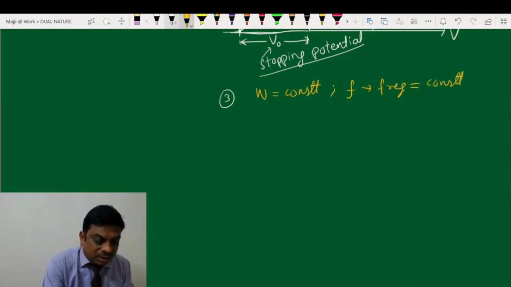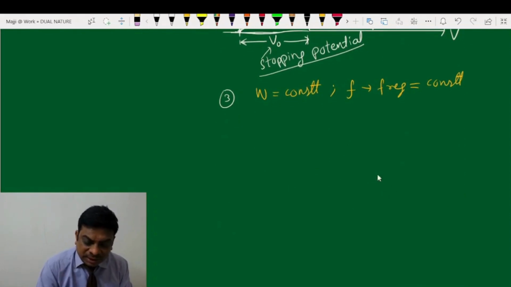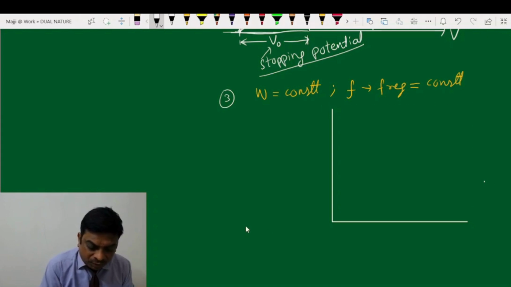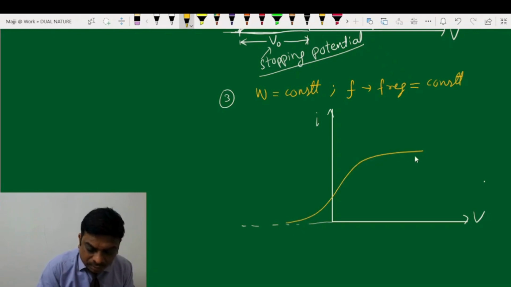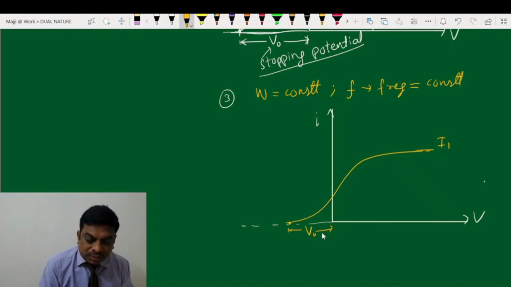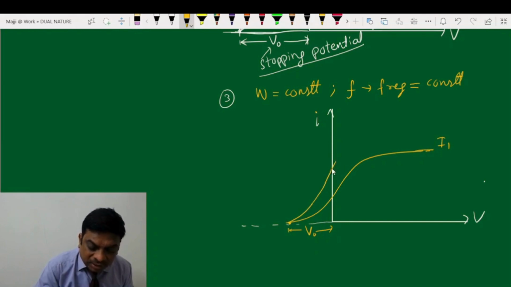Okay, students. So let us say for a certain frequency, the graph is something like this. Let us say I1 is the intensity. So as you can see, this is the stopping potential. Then when you increase the intensity, what will happen? More electrons will be ejected, and accordingly you can expect an increase in the current also. So saturation current also increases proportionately.